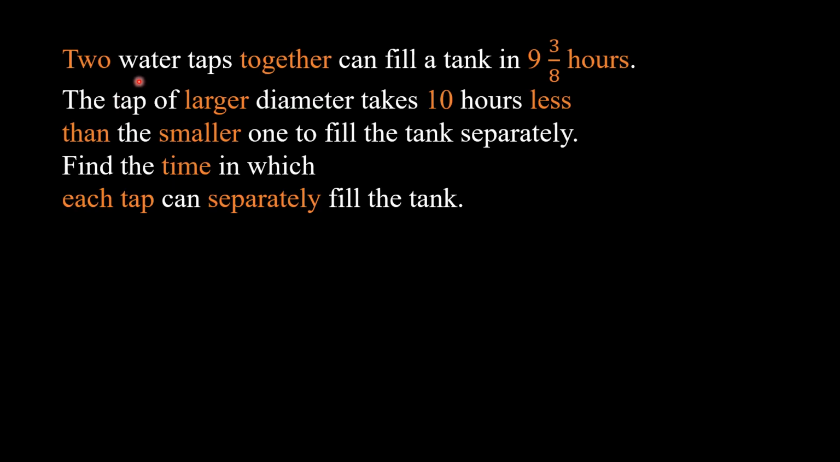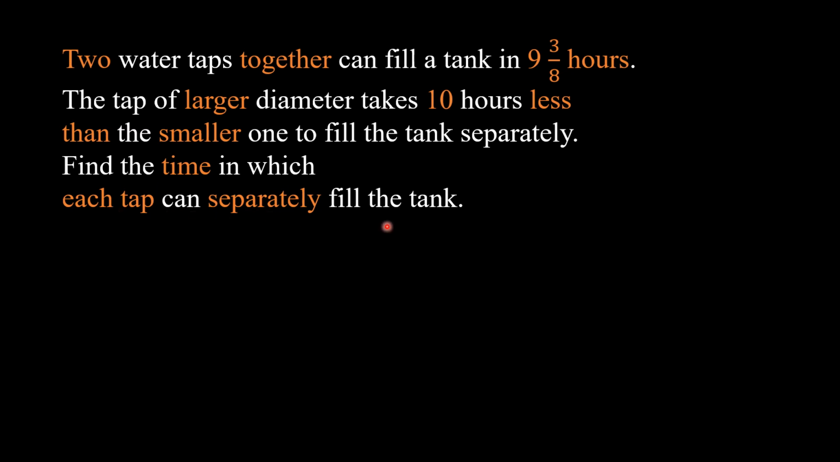Two water taps together can fill a tank in 9 integer 3 divided by 8 hours. The tap of larger diameter takes 10 hours less than the smaller one to fill the tank separately. Find the time in which each tap can separately fill the tank. Here the question is, we have to find the time in which each tap can separately fill the tank.